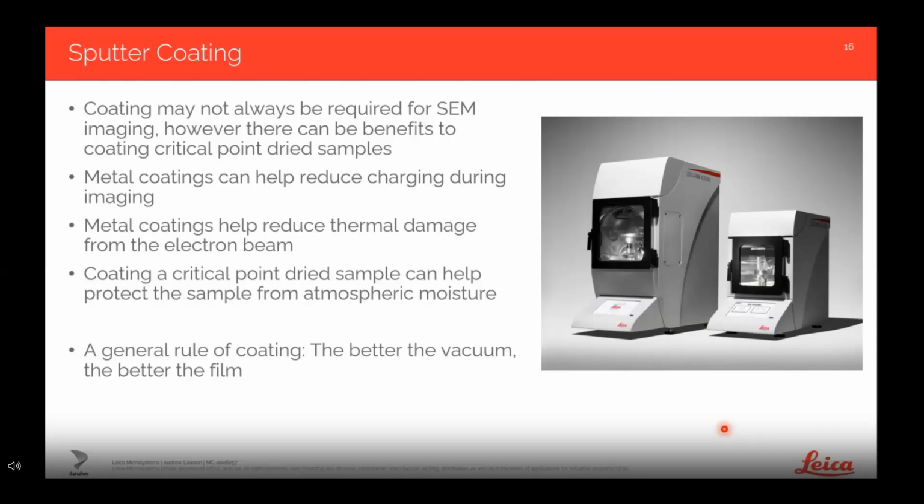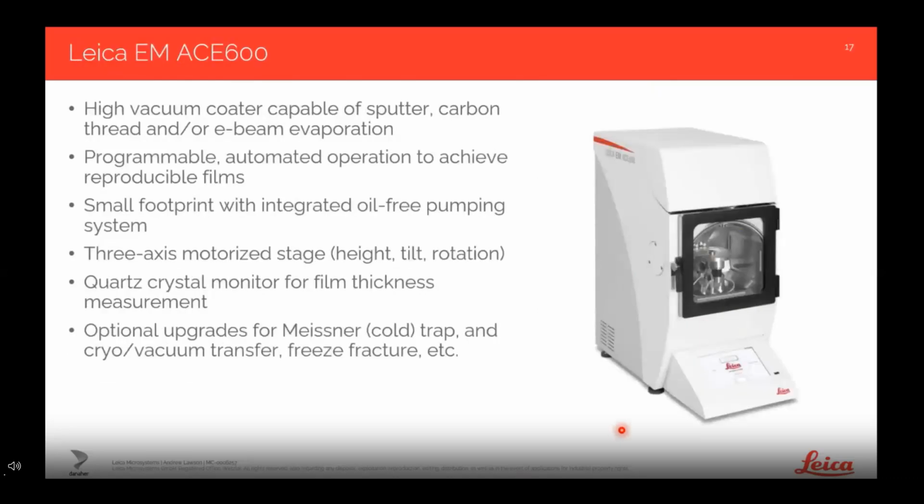At Leica, we have 2 different coating systems. We have the ACE600 here on the left, the ACE200 on the right. I guess the primary difference is the ACE600 is a high vacuum coater. The ACE200 is a low vacuum coater. They're both capable of doing metal sputtering, carbon evaporation, or both within a single unit. But in general, the better the vacuum, the better the coating will be. So we'll talk briefly about the ACE600.